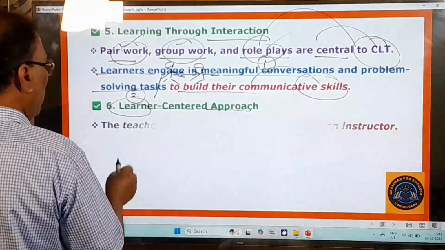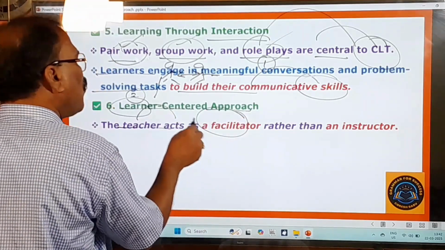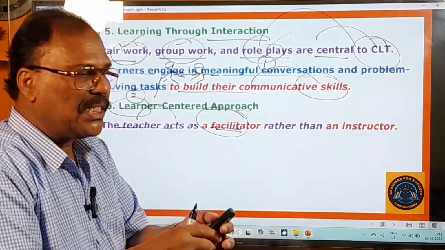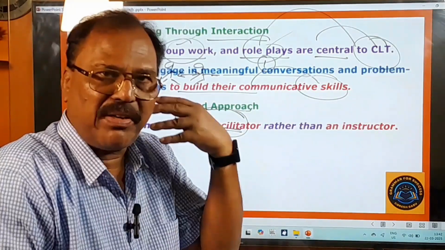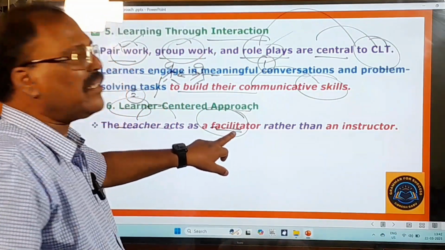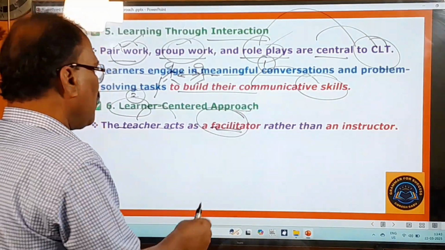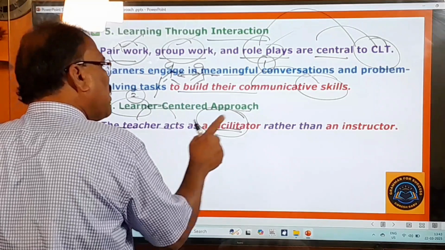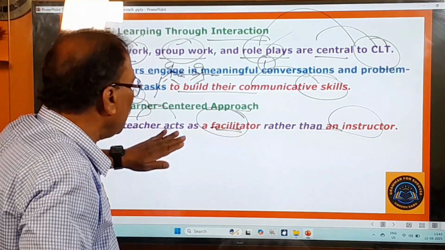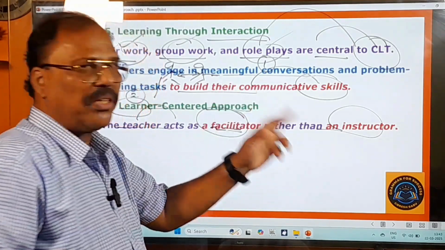And how? Here you pay attention. The teacher acts only as a facilitator. The teacher will help the students here and there. Wherever there is necessity, the teacher will go there and facilitate them, make arrangements between the students and learners and all that. So this teacher acts only as a facilitator rather than as an instructor. That means this teacher in this CLT classroom works only as a facilitator but not an instructor.